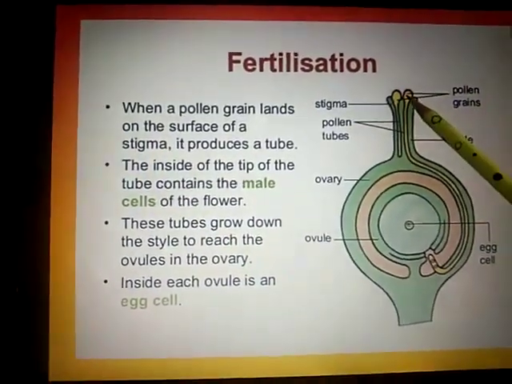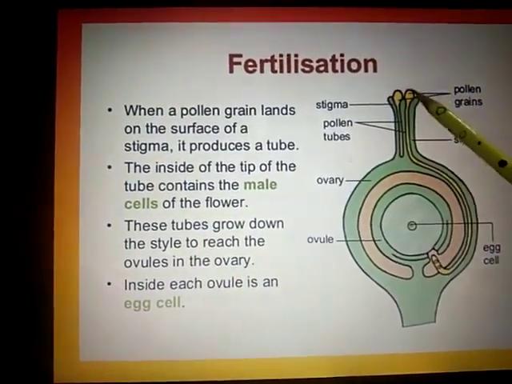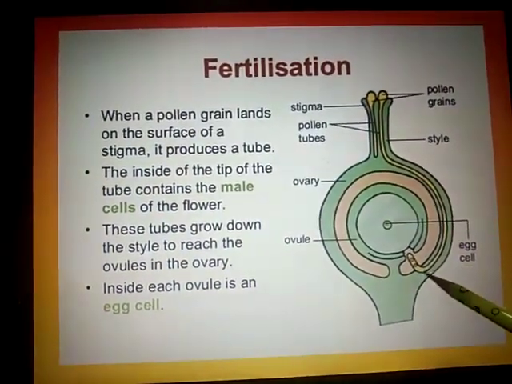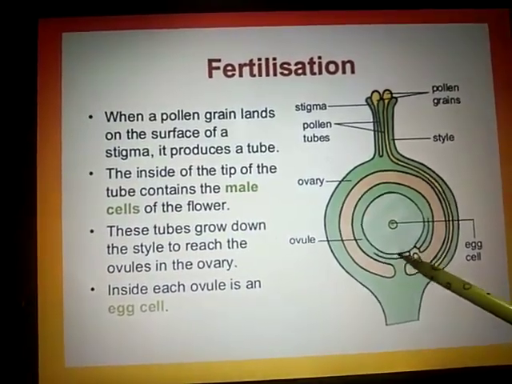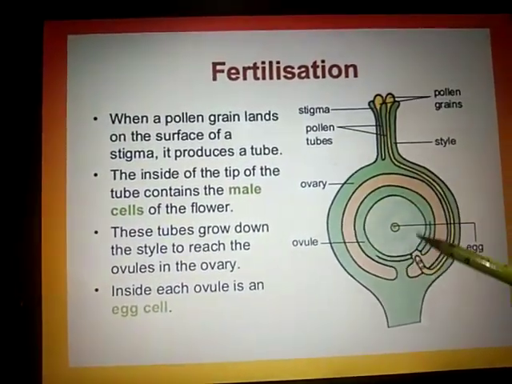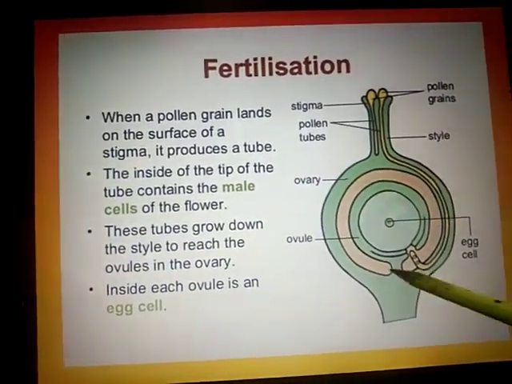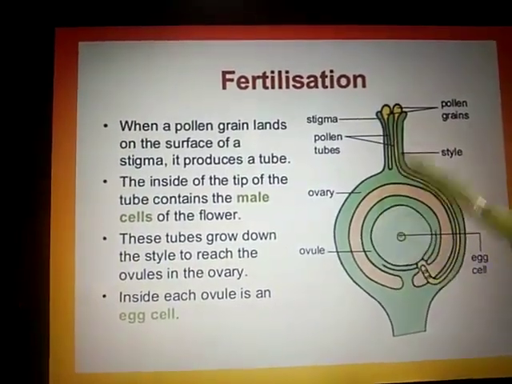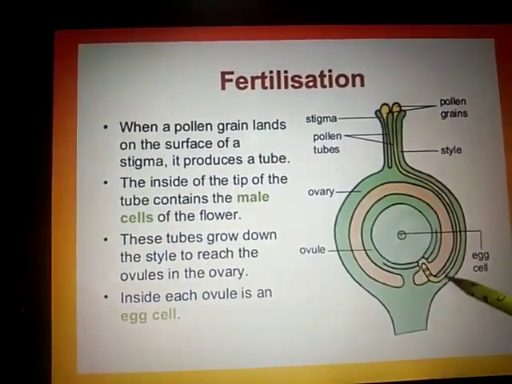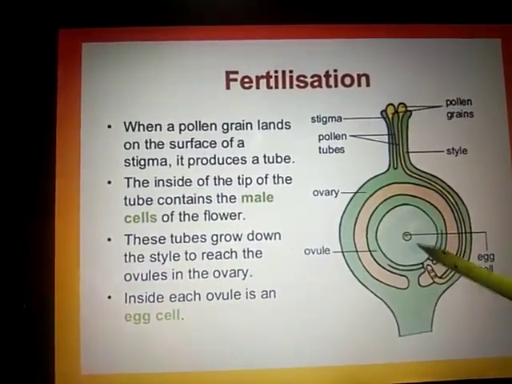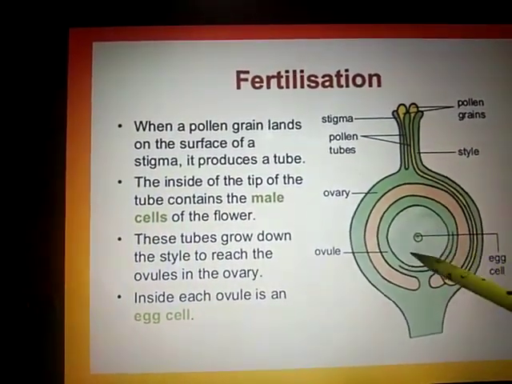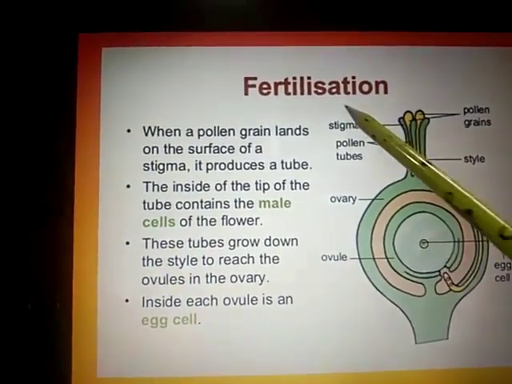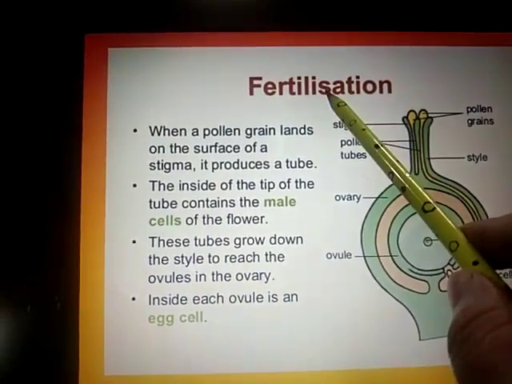When the pollen grains fall on the stigma, they move through the style and they get fused with the ovule in the ovary. In the gynoecium, the ovary has got the ovule. The pollen grains get fused with the ovule, forming a zygote. This is known as fertilization.